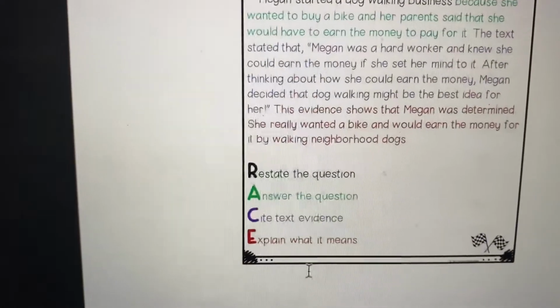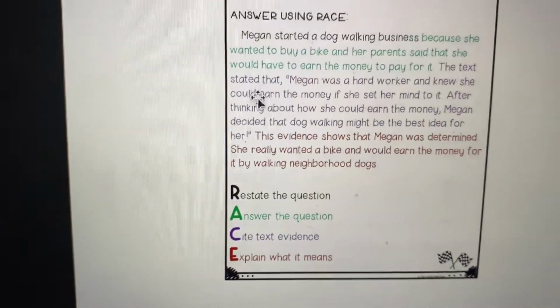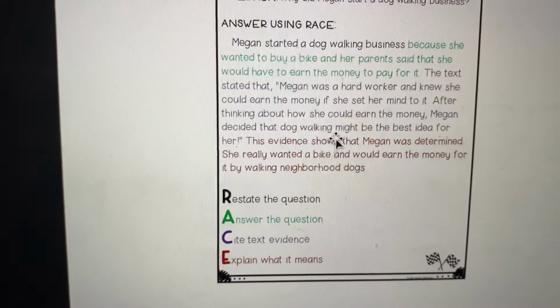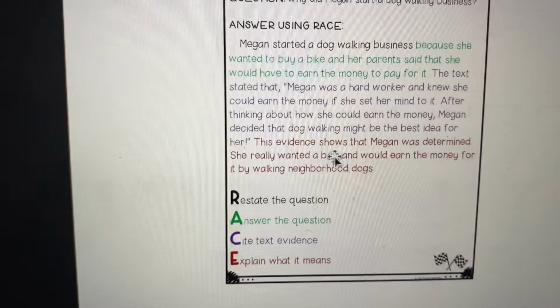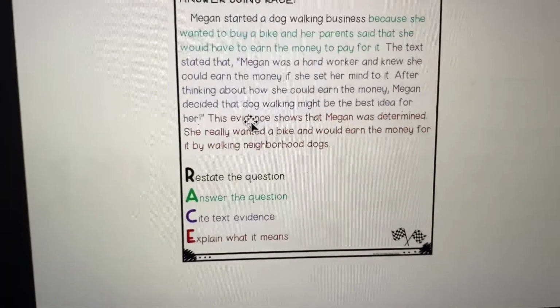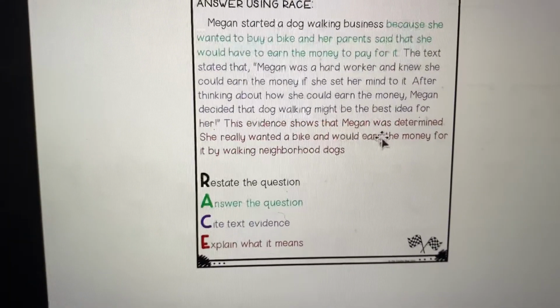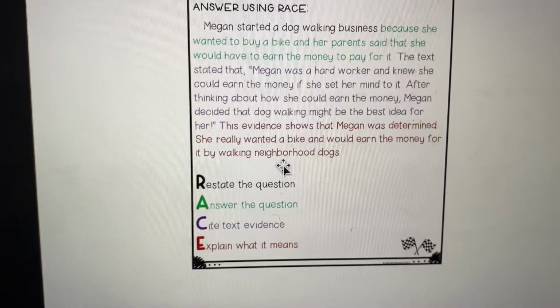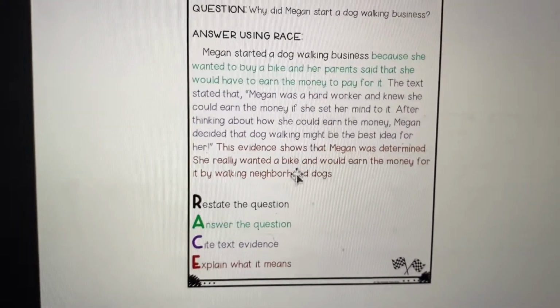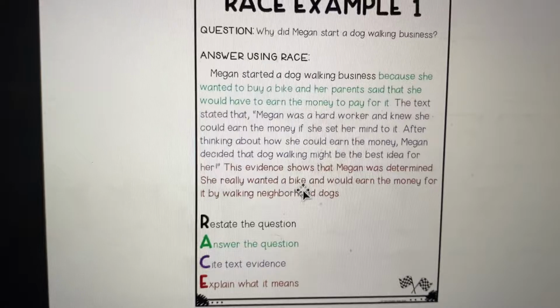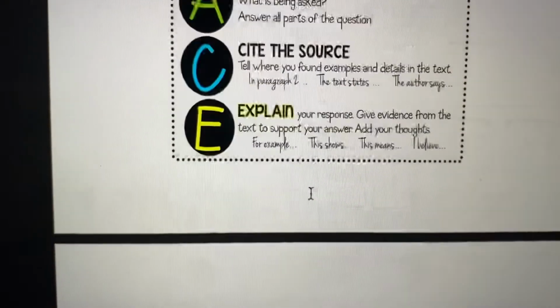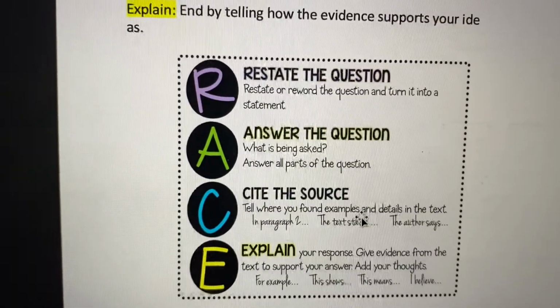And then the last part is in red, explain. This evidence shows, see, there's the key word, this evidence shows that Megan was determined. She really wanted a bike and would earn the money for it by walking neighborhood dogs. And that's pretty much it. That's your whole thing. So again, you can use this as an example. I think these are really helpful.